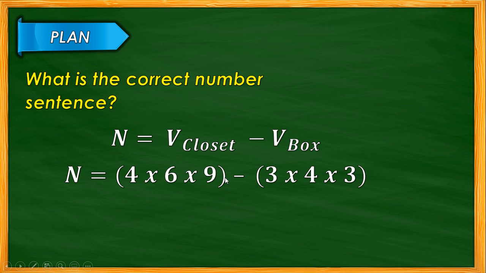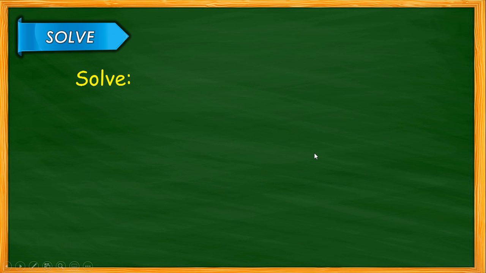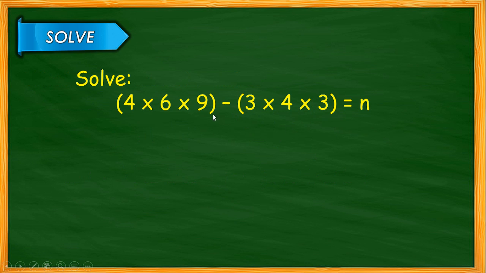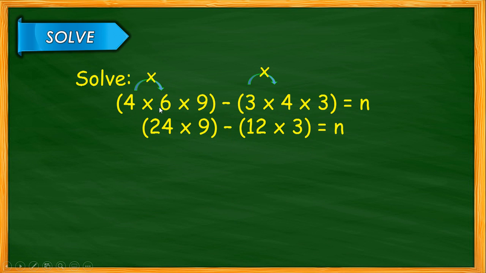4 times 6 times 9 is the volume of the closet, and then 3 times 4 times 3 is the volume of the box. So let's solve. So 4 times 6 times 9 minus 3 times 4 times 3 is equal to n. So multiply first 4 times 6 and 3 times 4. 4 times 6 is 24, times 9, minus 3 times 4 is 12, times 3 is equal to n.